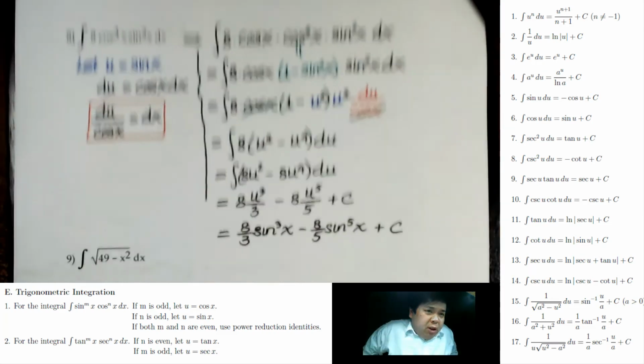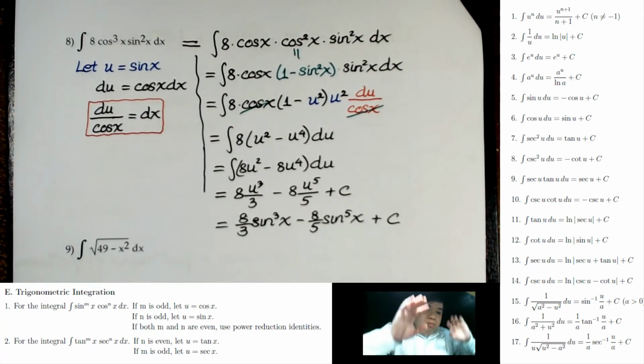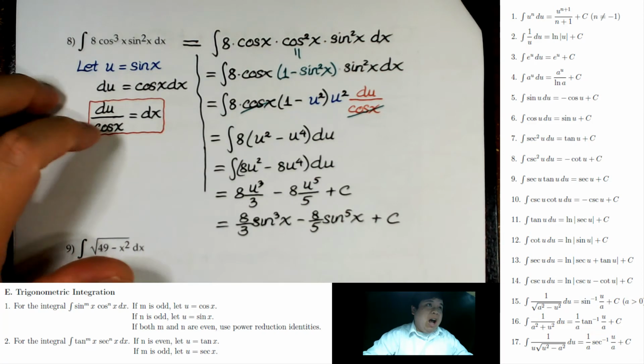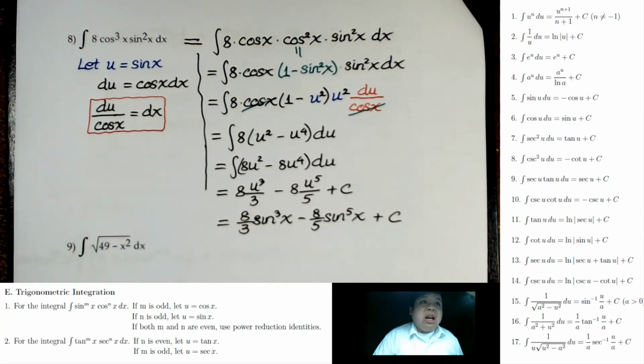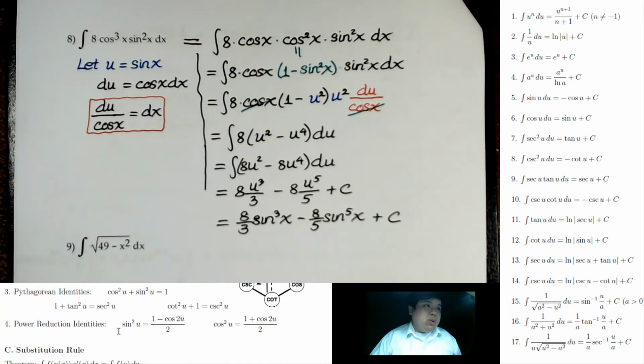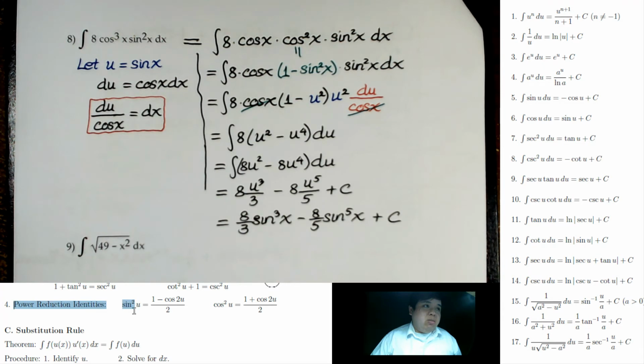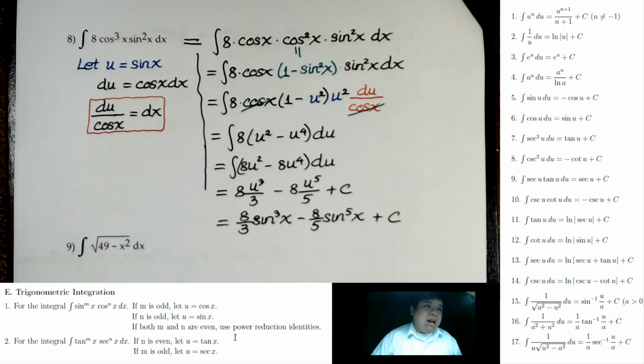A lot of things go into this, but if we have an odd power, it makes things much easier. If we have all even powers, we have to use power reduction identities. We have to use this. It looks like we're going to have that for the next problem.